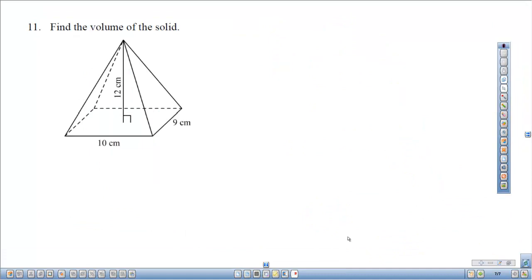All right, here's number 11. Very simply, they give us this three-dimensional solid. We have to identify it so that we can calculate its volume, and hopefully we can all see that this is a pyramid. So you will have a formula sheet on the test, and you just need to find the volume formula for a pyramid, which is volume is equal to area of the base times my regular height, all divided by 3.